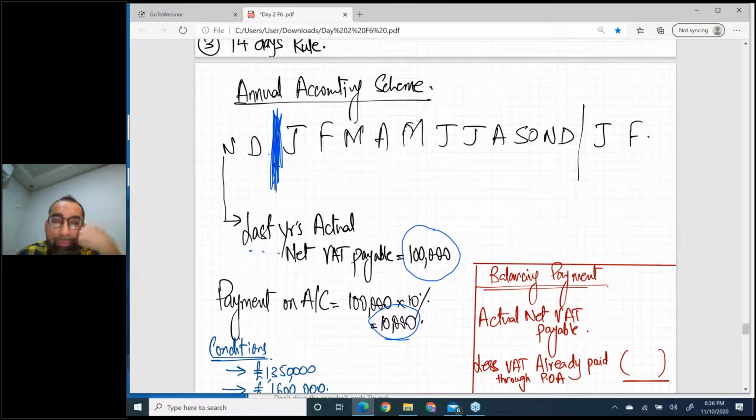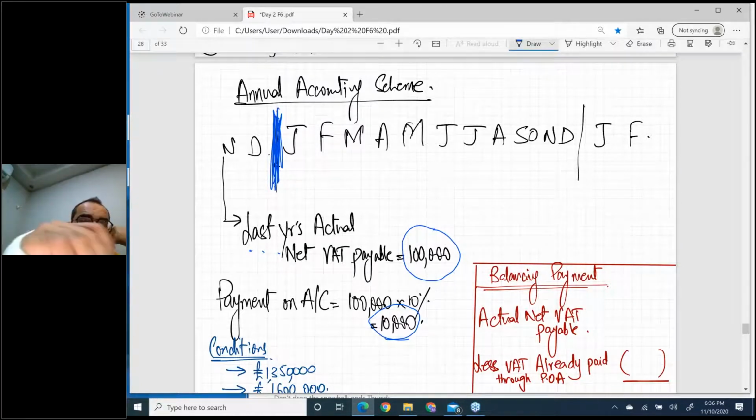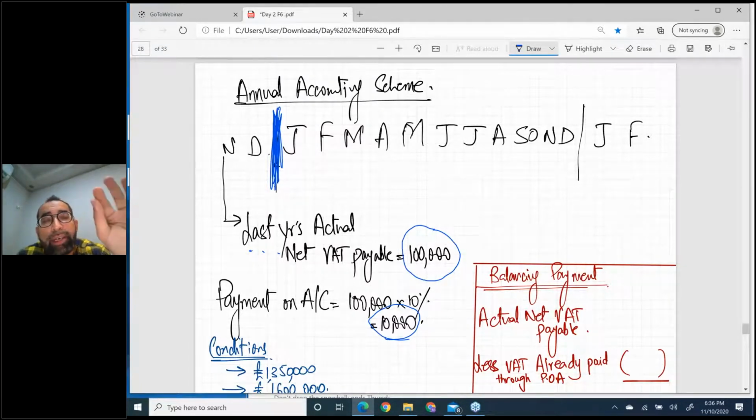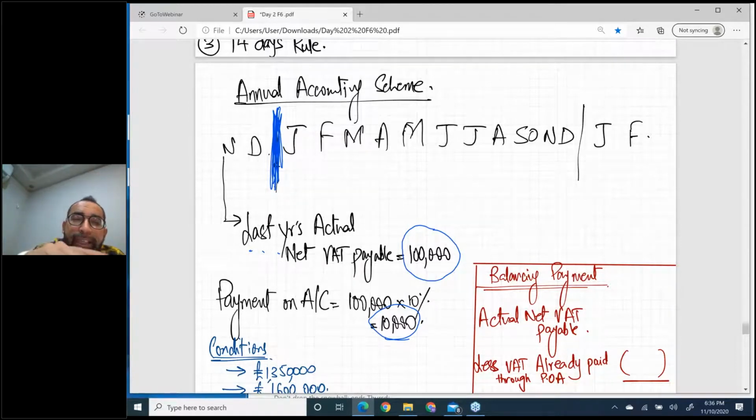Now how to operate? From the scheme joining date, count 4 months. Let us say I joined the scheme from January, so from the 4th month, January, Feb, March, April, this 4th month you pay first POA, then second POA, then third, then fourth, fifth, sixth, 7, 8 and 9.